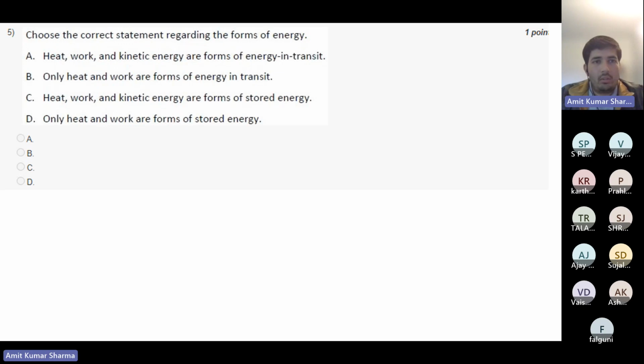Question number 5 is, choose the correct statement regarding the forms of energy. So we are having different forms of energy. A: heat, work, and kinetic energy are forms of energy in transit. B: only heat and work are forms of energy in transit. C: heat, work, and kinetic energy are forms of stored energy. D: only heat and work are forms of stored energy. Quite complicated. Okay, go through all the options.